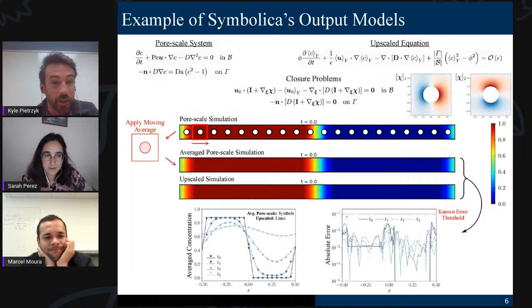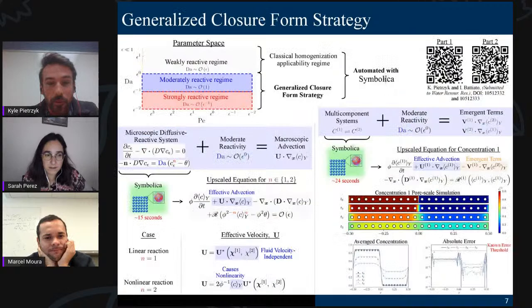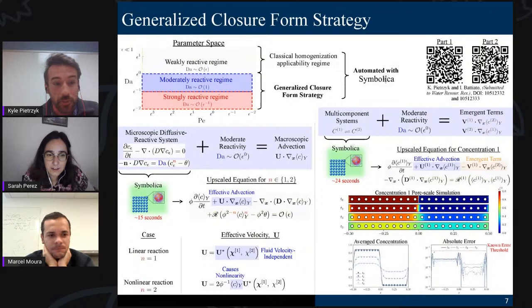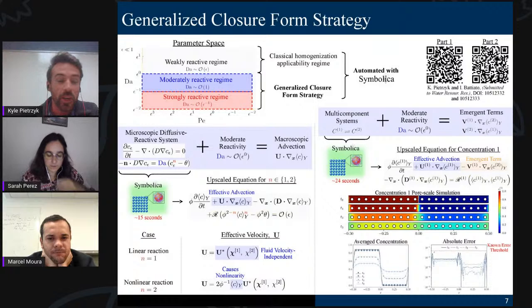So now I want to talk about something closer to what I've been doing more recently. And unfortunately, again, the slides are kind of clicking, so I'm sorry if there's a lot on the screen. But what I've been doing recently is developing this generalized closure form strategy. What this does is it allows you to upscale and create these models in moderately and strongly reactive regimes, whereas classical homogenization theory was constrained to weakly reactive regimes. You can find details of how we do this and automate it with Symbolica in the two upper right QR codes for parts one and two of our preprints. But there's two main results from this.